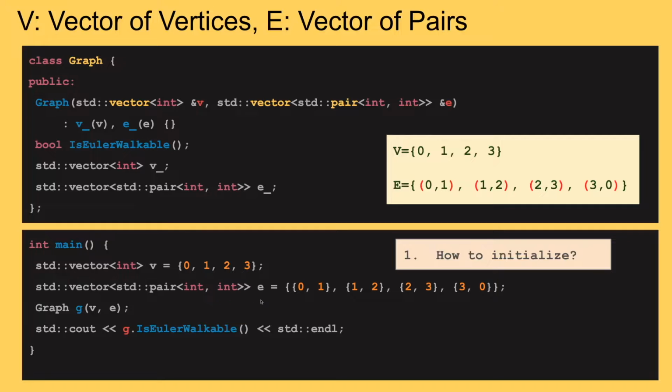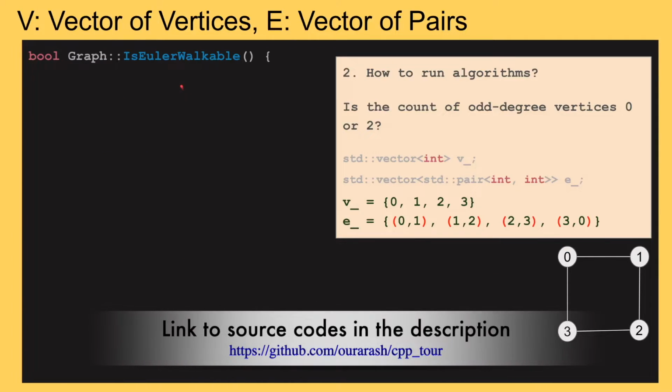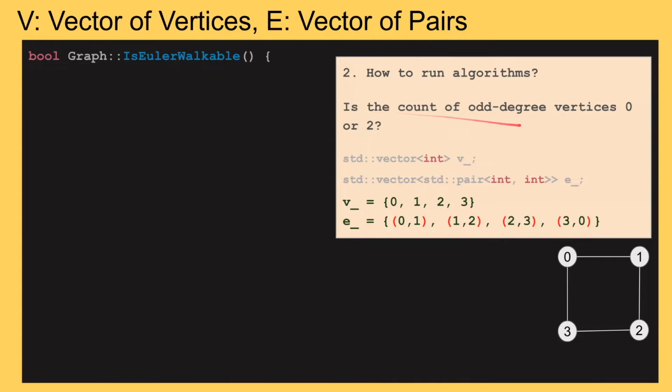Once you define V and E, you can simply pass them to the constructor and construct your graph, and then call this function to find out if a graph is Eulerian or not. Let's see what the details of this function are. In order to see if a graph is Eulerian, you should answer this question: is the count of odd degree vertices exactly 0 or exactly 2? So the algorithm comes down to finding the degree of each node and then finding out how many odd degrees we have. In order to find the degree of each node, we have to iterate through our edges.